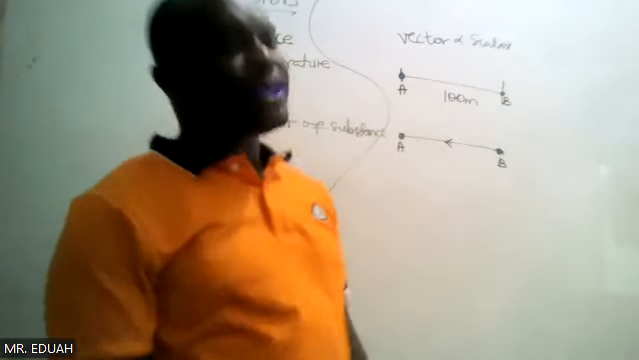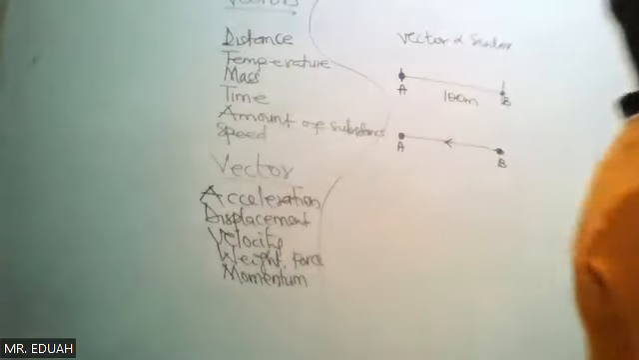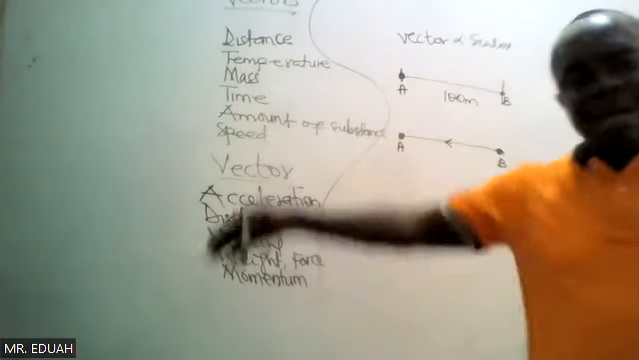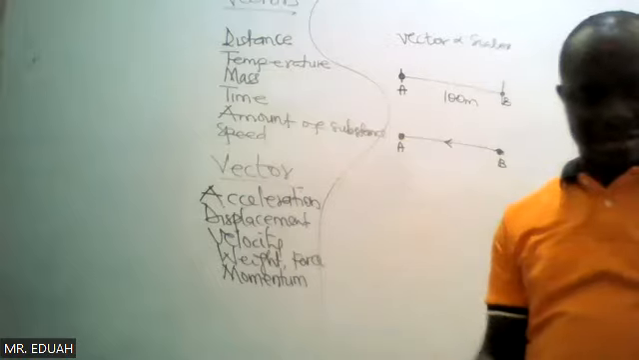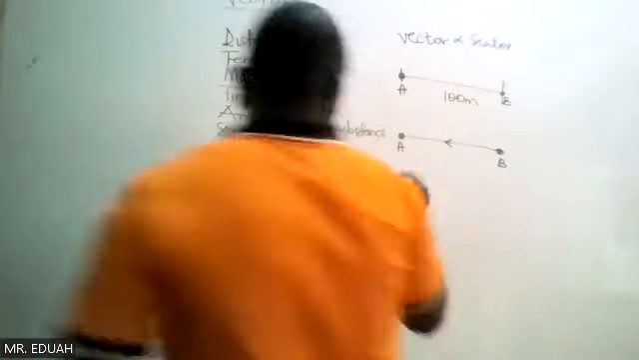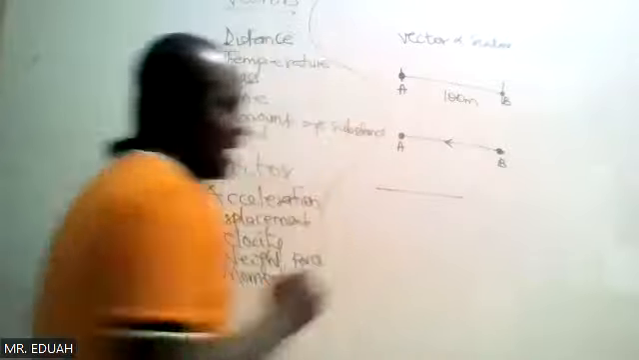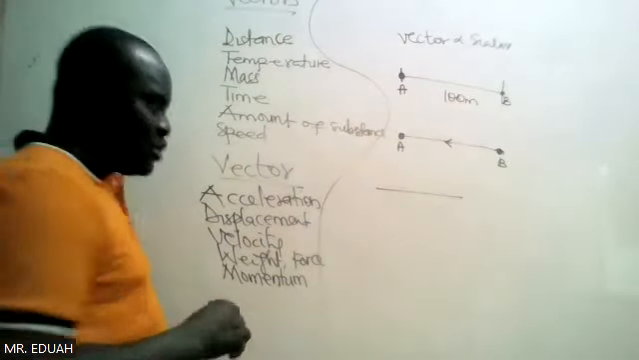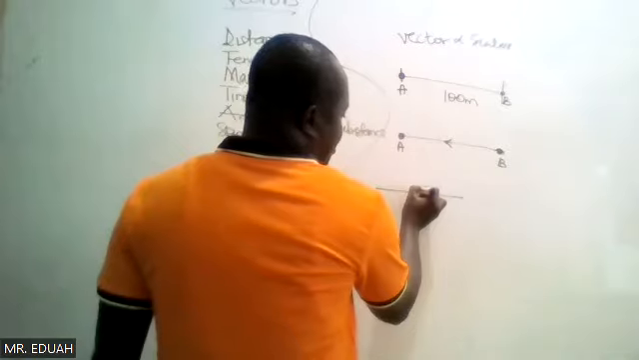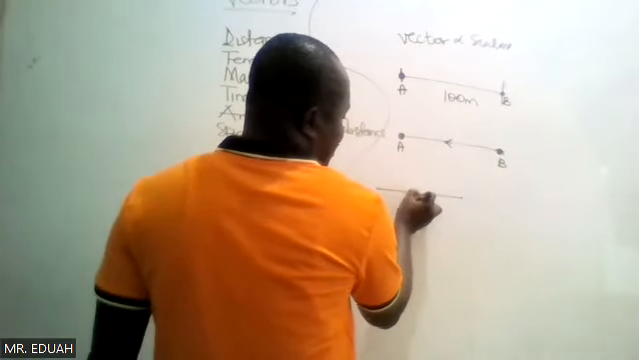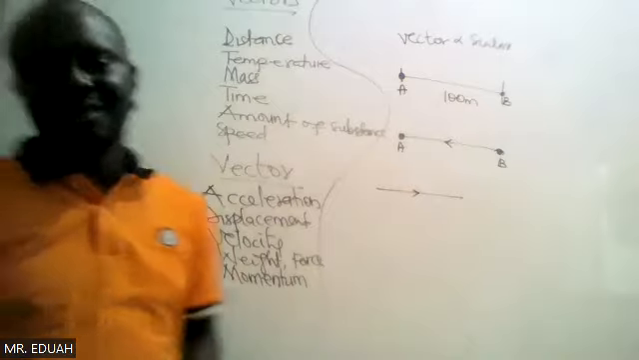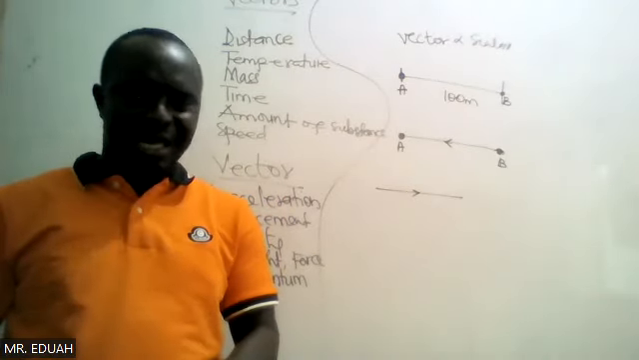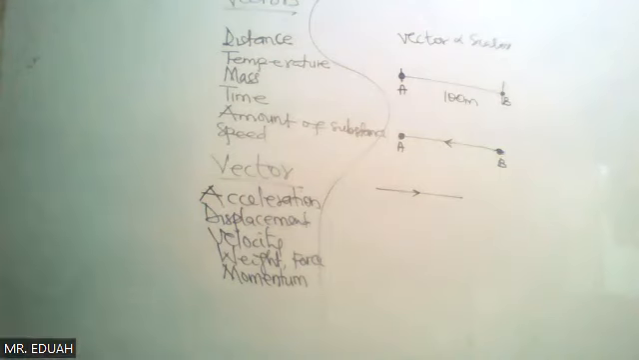So when you are representing vector quantities, they are associated with magnitude and direction. So we expect a bold line to represent the magnitude and then an arrow at the head or at the middle to indicate direction. Is that okay? So that is how to represent a scalar and a vector quantity.